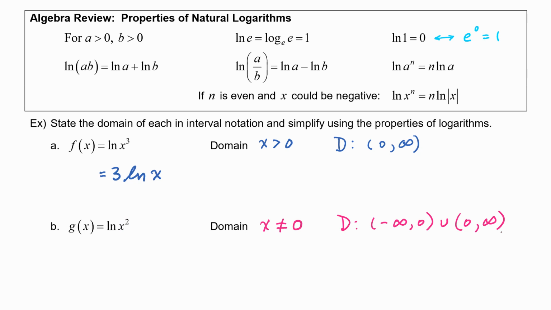Now this time we are in this special situation here where n is even. Our exponent is 2, which is an even number, and the argument x could be negative because our domain here includes negative numbers. So then this time when we simplify, we have to use this rule, which says that g of x will equal 2 times the natural log of the absolute value of x. Because in our domain we could potentially have negative numbers, we have to make sure they stay positive by putting the argument inside absolute values.